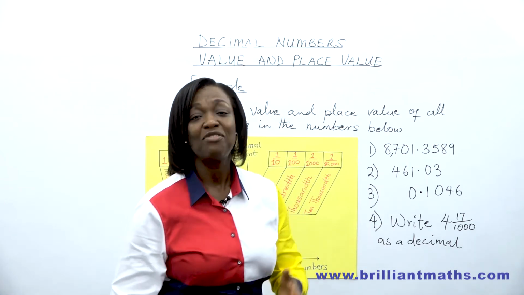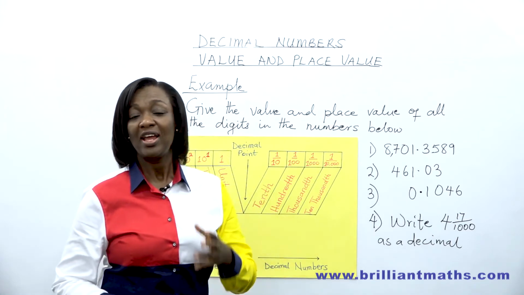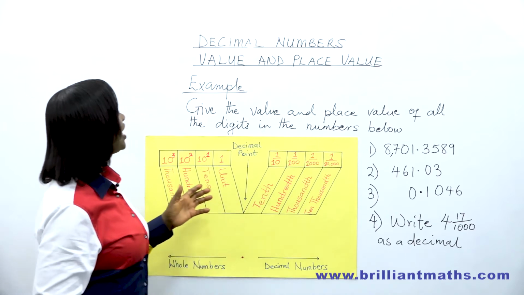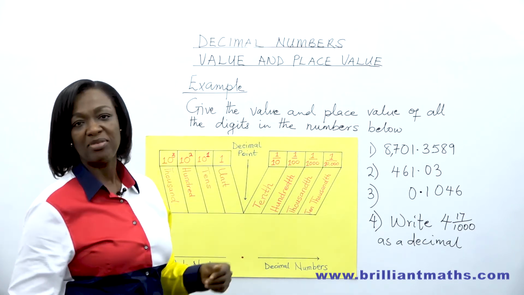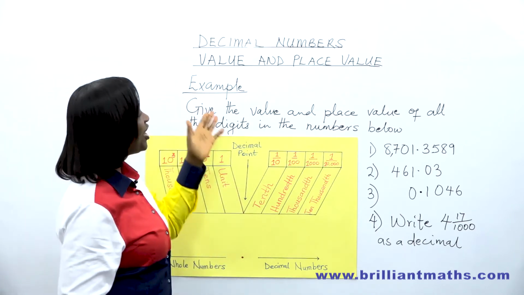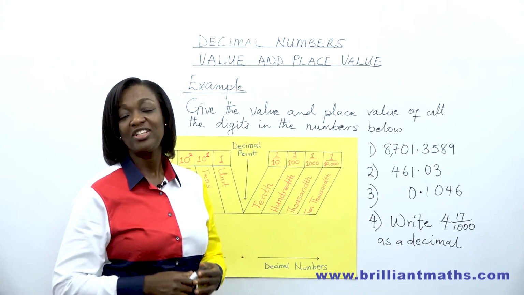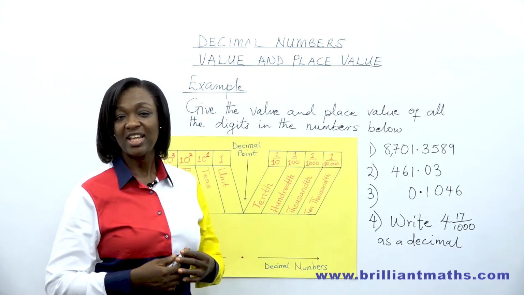Today's lesson is taken from Brilliant Maths Module 2. Get a copy and let's work together. The lesson today is decimal numbers, and we're looking at value and place value. Decimals come from the Latin word decimus, meaning tenth.